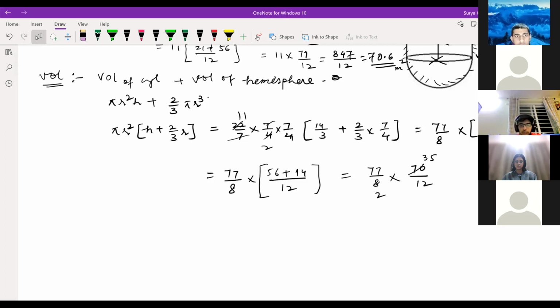2. Here 4 will come, right? Here 4 will come, no? 2 table, right? 77 into 35 divided by 77 by 4 divided by, now its answer will come. 48. 48, 77 into 35, 2695 divided by 48. The answer will come as 56.15.